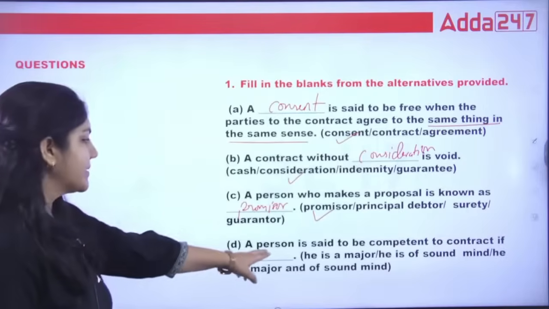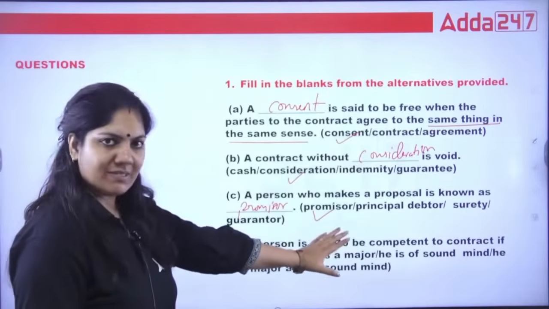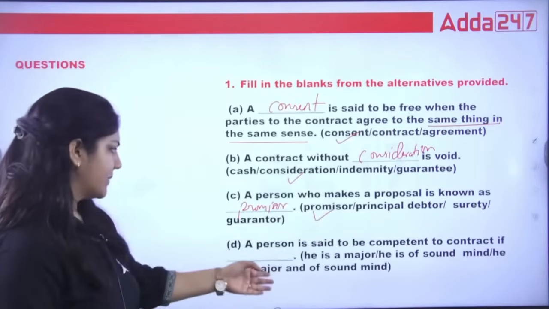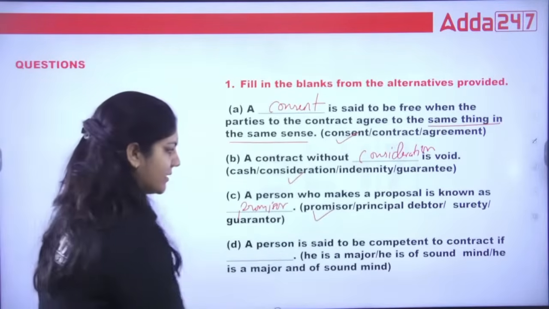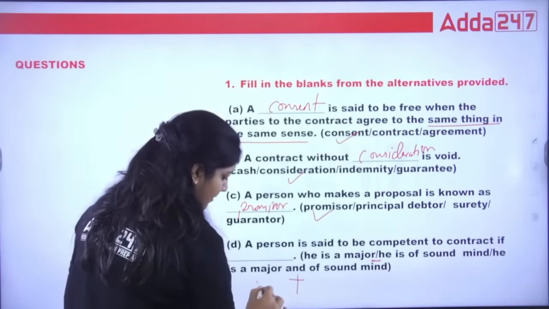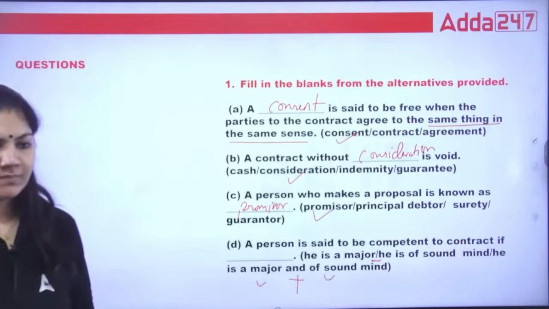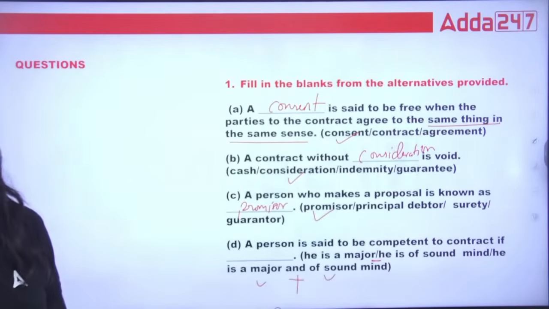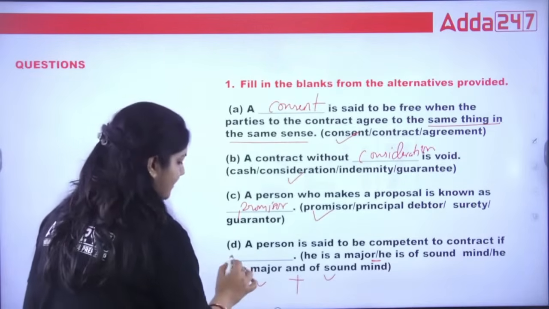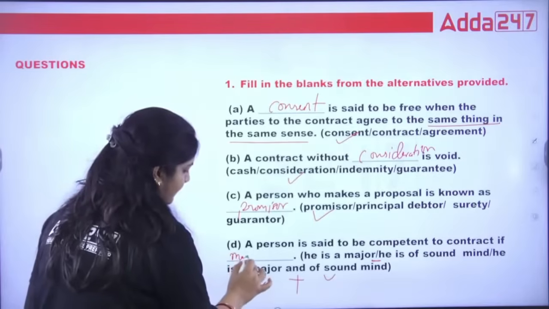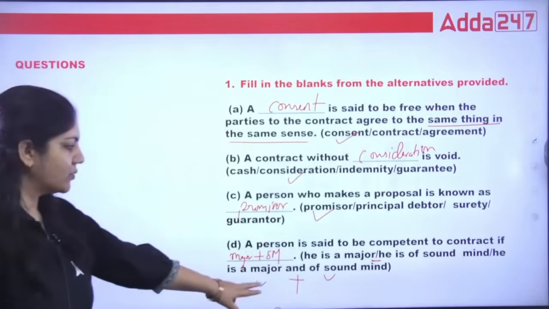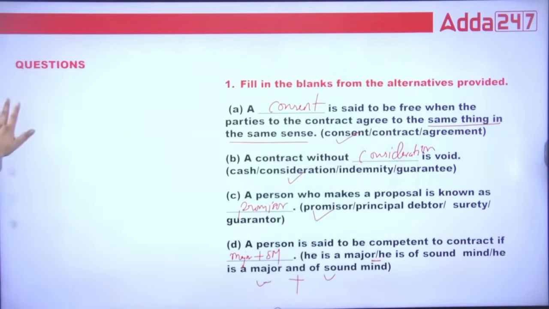Okay. A person is said to be competent. Competent means capable of making a contract if he is major and of sound mind. So in this option, there is a slash and this is 'and'. And means this one also, this one also. So what is the right answer? A person is said to be competent to contract when he is a major plus of sound mind. So this is the right answer, D. Okay, so this is the question.